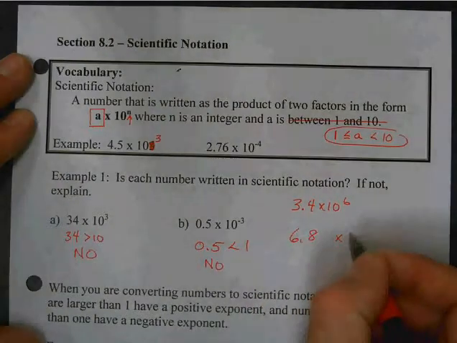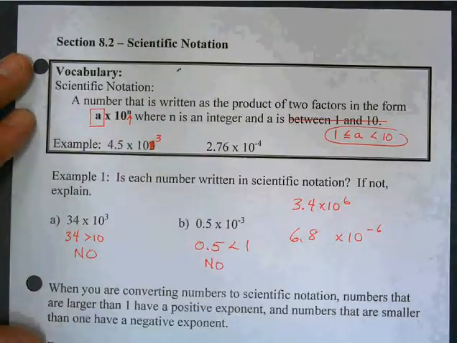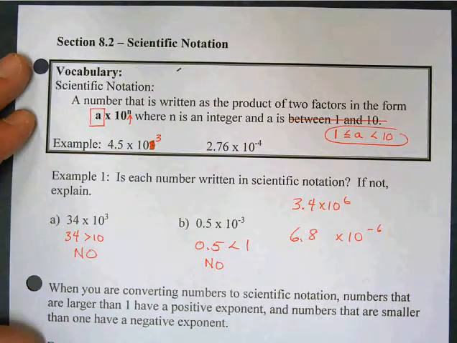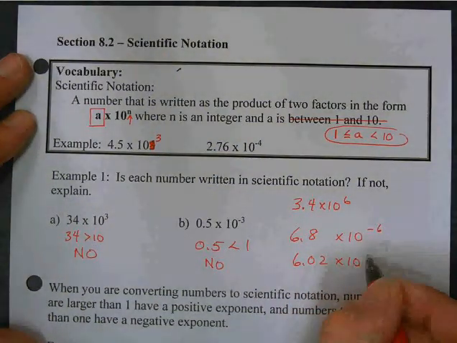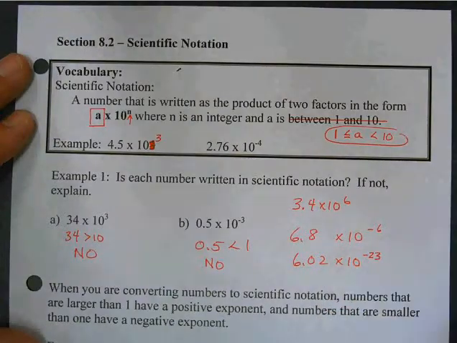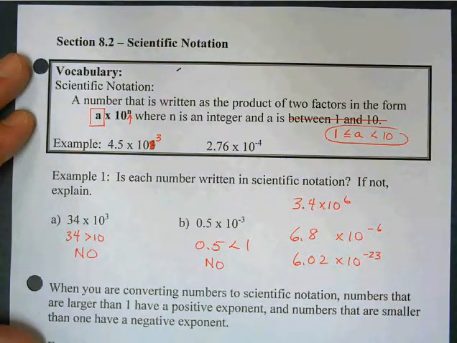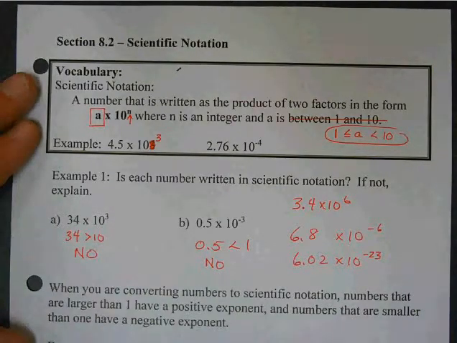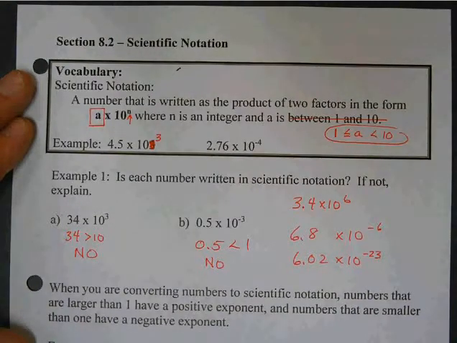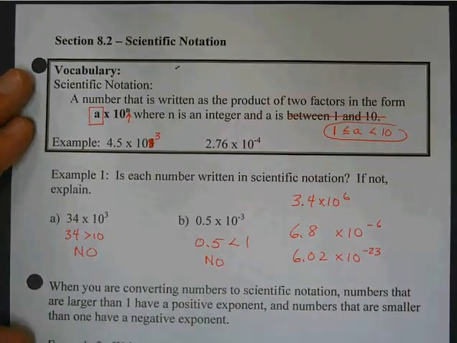6.8 times 10 to the negative 6. Is that? You bet. Does anyone recognize this one? 6.02 times 10 to the negative 23. That's a physics measurement. I believe that's the measurement of a mole. And a mole is a unit of measure in physics, in chemistry.